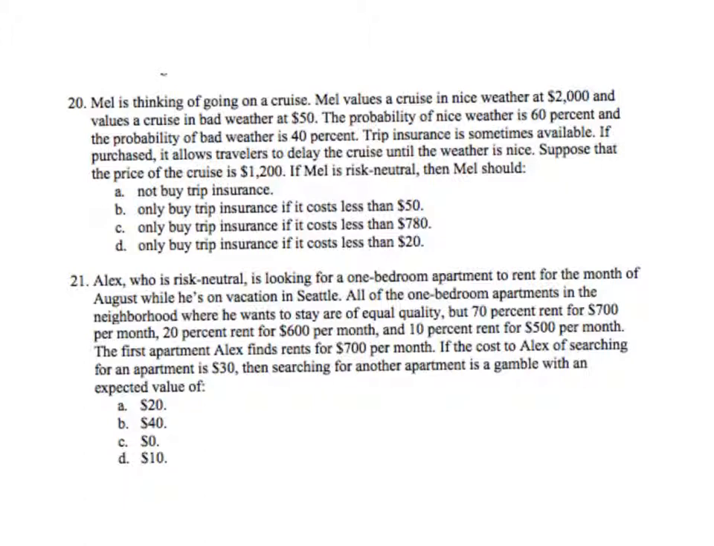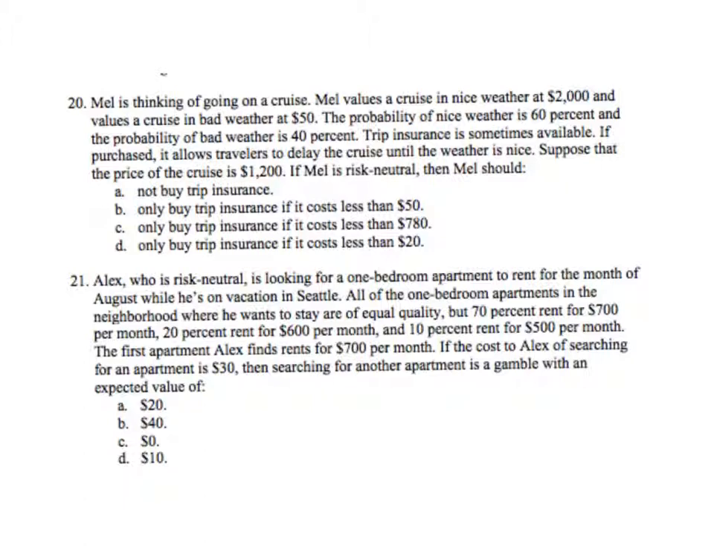So trip insurance is sometimes available. If purchased, it allows travelers to delay the cruise until the weather is nice. Suppose the price of the cruise is $1,200. If Mel is risk neutral, then Mel should not buy trip insurance. Only buy trip insurance if it costs less than $50. Only buy trip insurance if it costs less than $780.